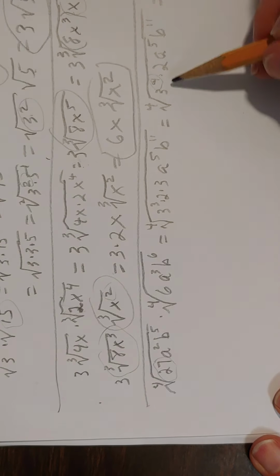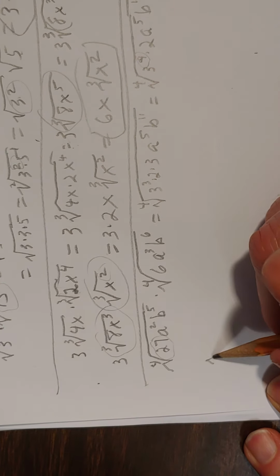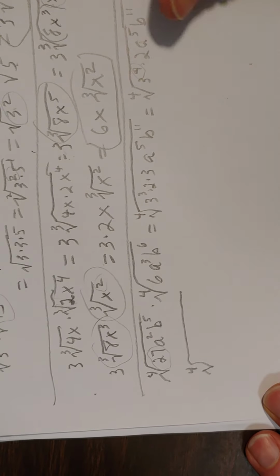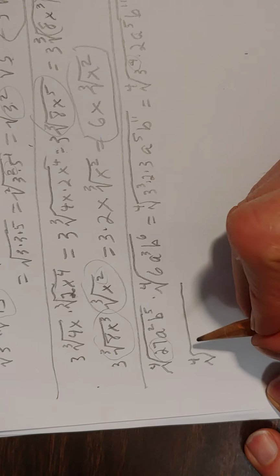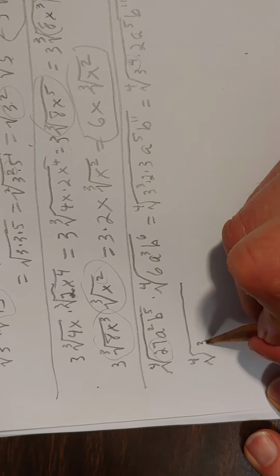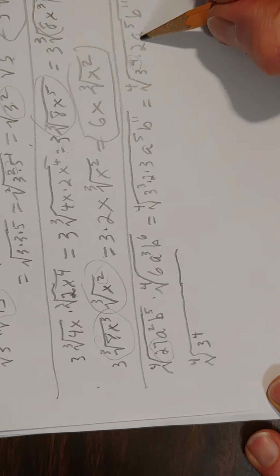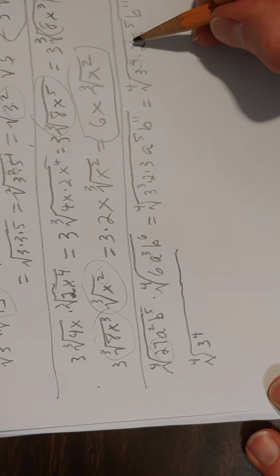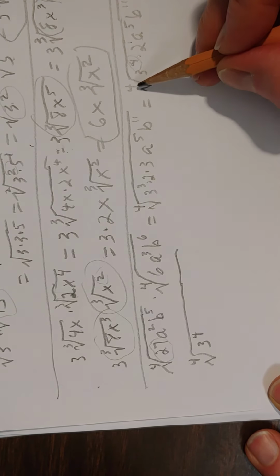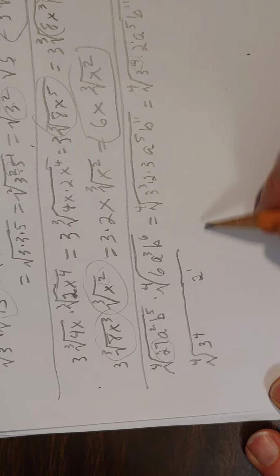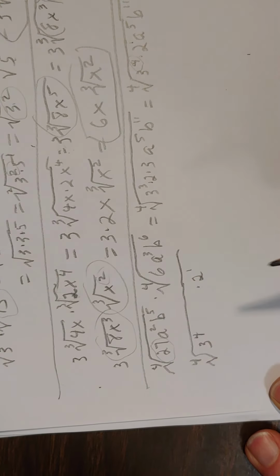Here's an exponent of 4. That's a perfect 4th power, so I'm going to use the product rule and write 3 to the 4th here, which is a perfect 4th power. 2 is to the 1st power. The exponent is less than 4. If it's 1, 2, or 3, you can't simplify it, so I'm going to write the 2 over here in the non-perfect 4th power factor.